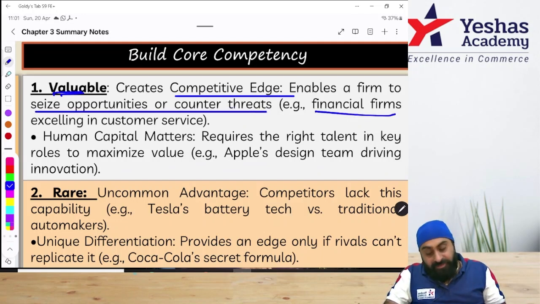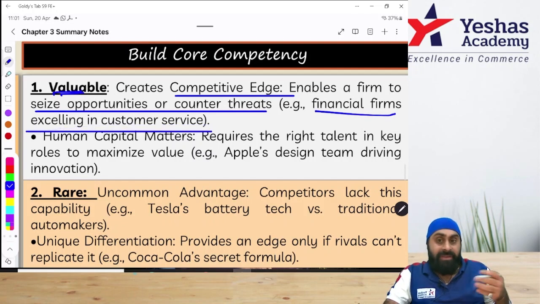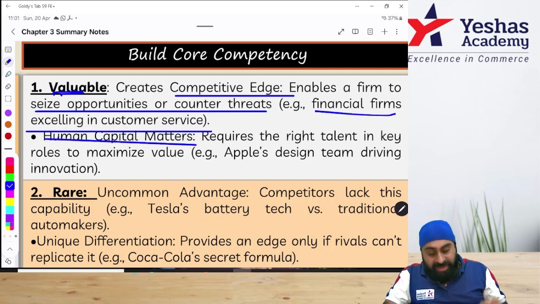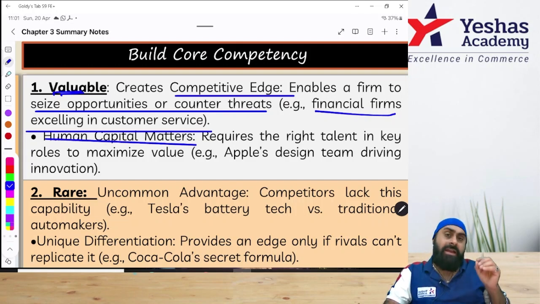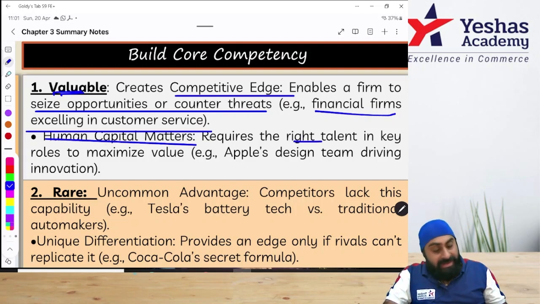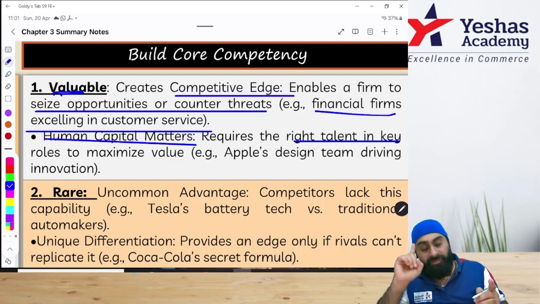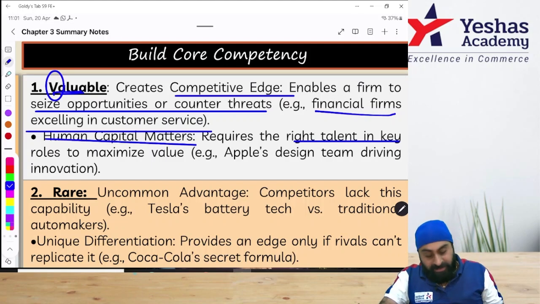Basically, financial firms excelling in customer service will generate more finance for themselves. Human capital matters. Yes, human capital matters. Right person for the right job, right talent in the key areas is valuable. That's the first thing you'll do: build core competency.